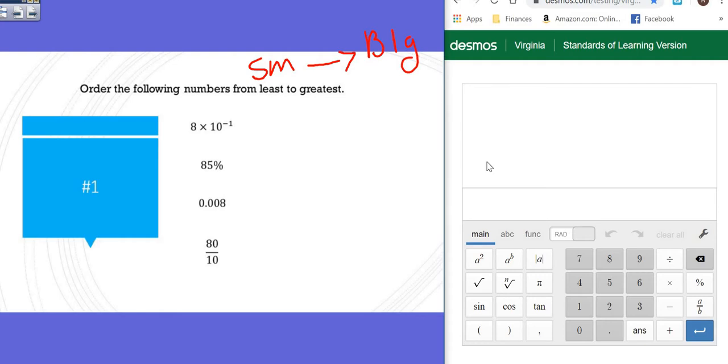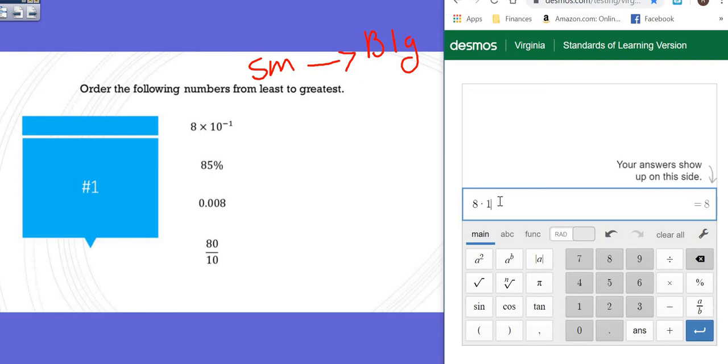The first thing I'm going to do is come over to Desmos and put all of these numbers into my calculator, because if they're not already a percent, I need to make them a percent. So this is 8 times 10 to the -1 power, and then I'm going to multiply it times 100 to make it 80%.